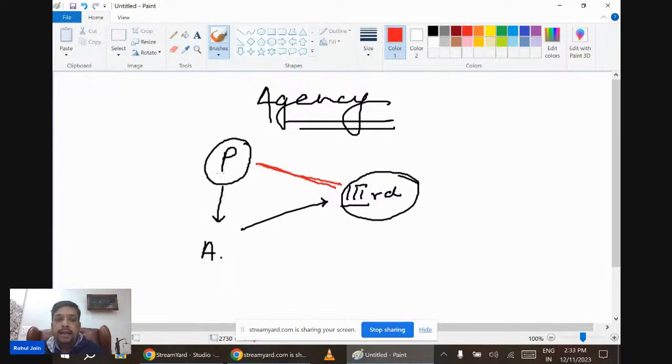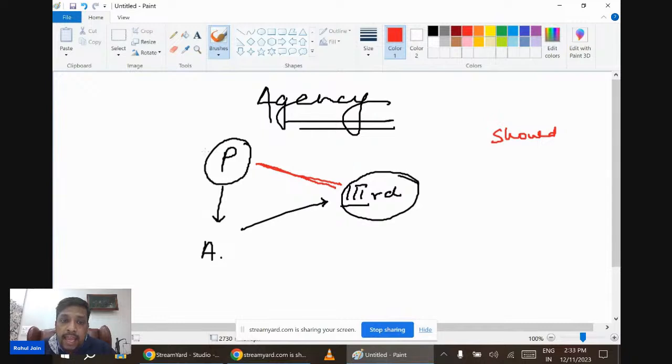Number one. अब दो तीन पॉइंट्स याद रखने हैं. Principal should be competent to contract at the time of dealing. At the time of dealing, there should be an existence of the principal, and principal should be competent to contract.